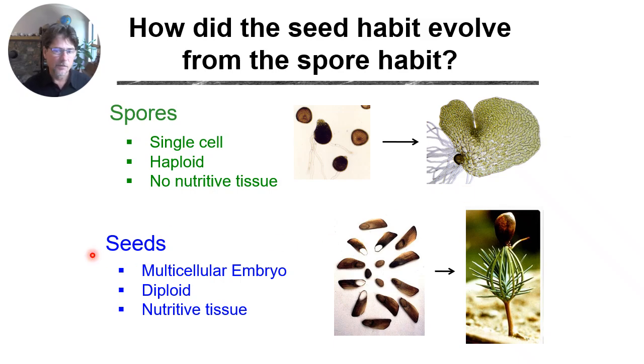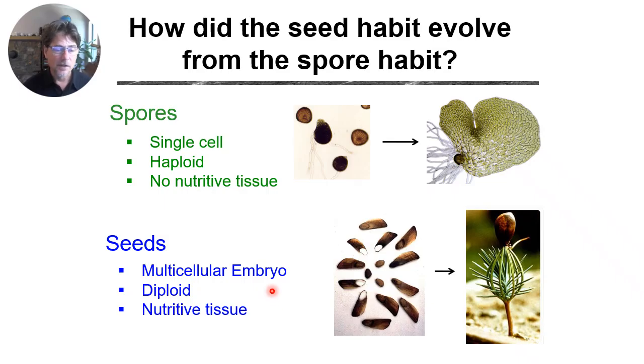The seed habit is very different because, well, seeds are a lot more complex than spores. Basically, a seed contains a multicellular diploid embryo that has already reached a stage of development where all of the major tissues and organs that will be present in the plant have been formed. And in addition to that, that embryo has a reserve tissue or a nutritive tissue. The nature of this nutritive tissue will vary whether we're talking about gymnosperms or angiosperms, but essentially this means that the embryo has a food supply for growth and it doesn't have to start doing photosynthesis right away.